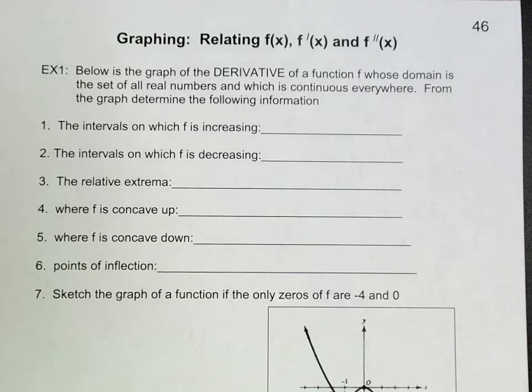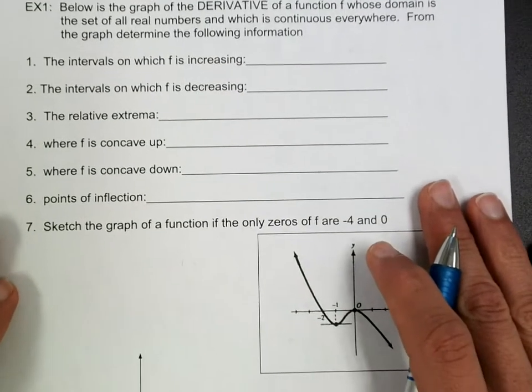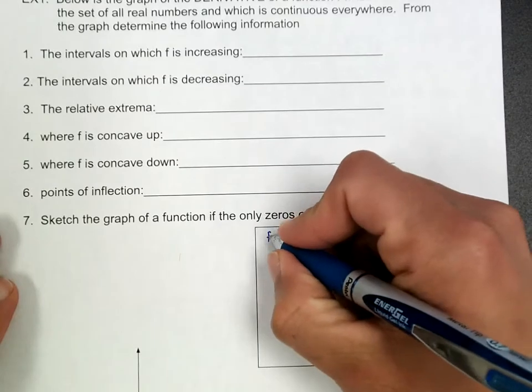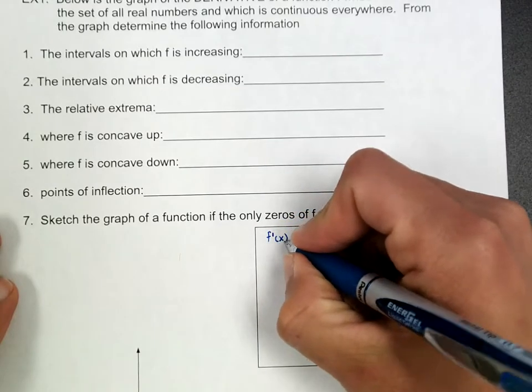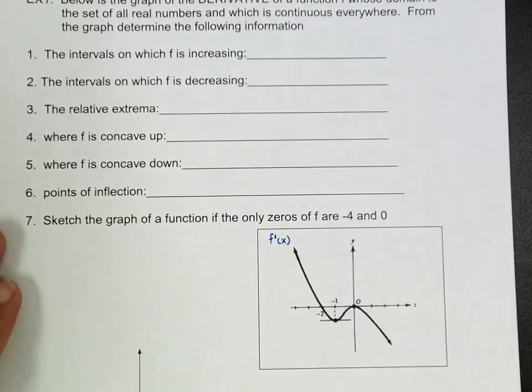Okay, this is topic 46, relating f of x, its derivative and its second derivative. So notice that below we have the graph of the derivative, all right? So this graph is the graph of the derivative. So just to remind myself, I'm going to write f prime of x so that I'm not making mistakes.